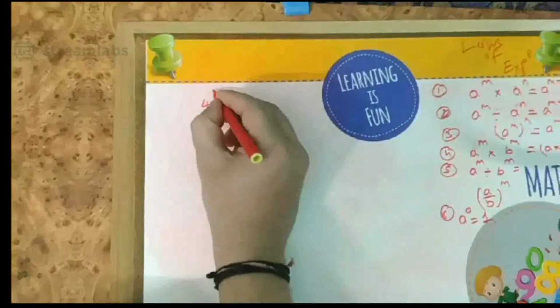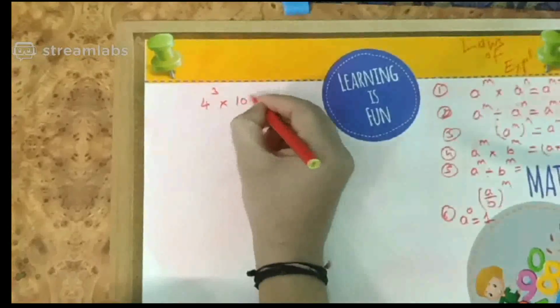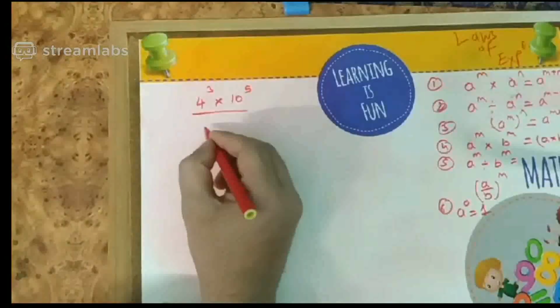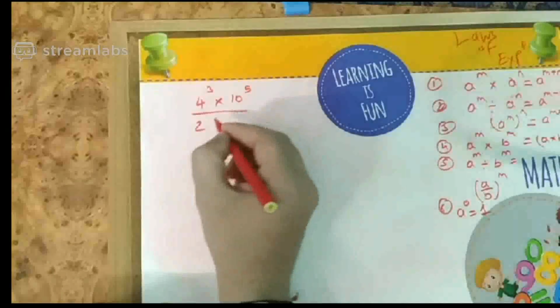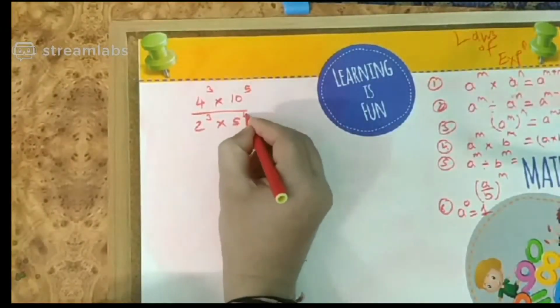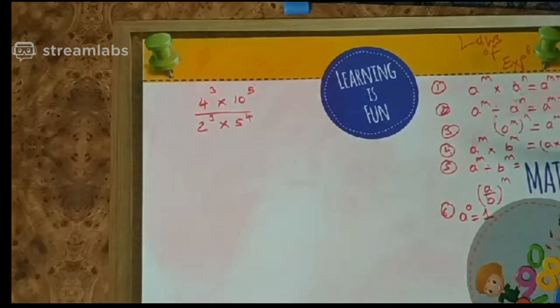So I am writing the question: 4 power 3 multiplied by 10 power 5, divided by 2 power 3 multiplied by 5 power 4. So this is my question, and we will start solving.